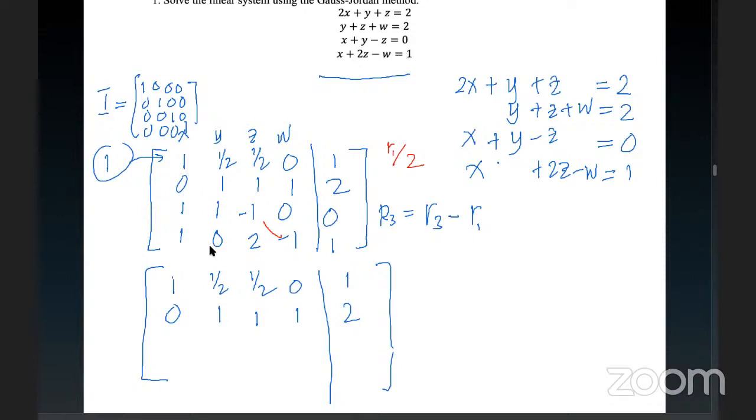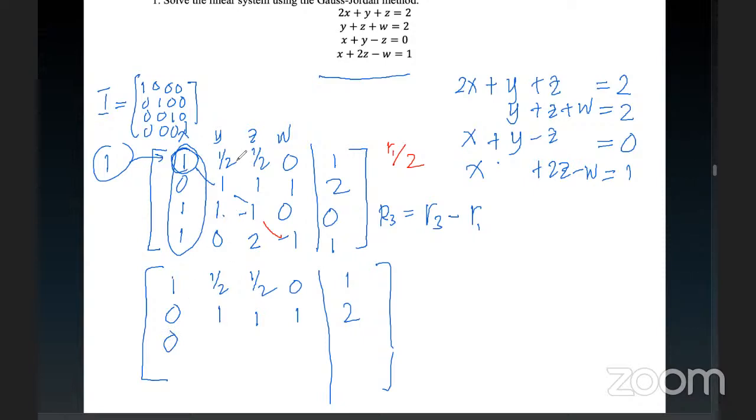Gagawin natin, dapat 0 ito. Kasi we are dealing with column 1 first. Okay, so kaya meron tayong formula na R3 minus R1. So laging yung reference natin is the pivot, yung nasa principal diagonal. So R3 minus R1 is equal to 0.